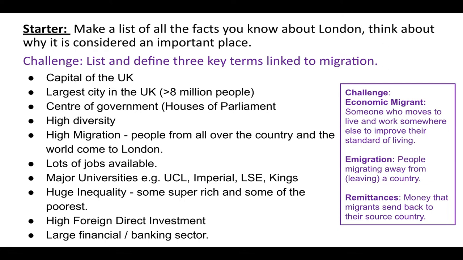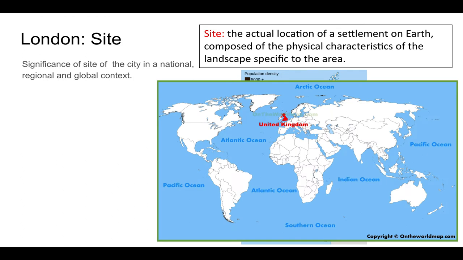And of course, London is the home to many, many diasporas, people from all over the world. In fact, it has some of the largest diasporas outside of those individual countries. So let's have a look then at London's site. When we talk about a site, and I've put this definition on your worksheet, we're saying what is the actual location of the place that we're talking about, okay? What is the location of this settlement, and what are the physical characteristics of the landscape specific to the area?